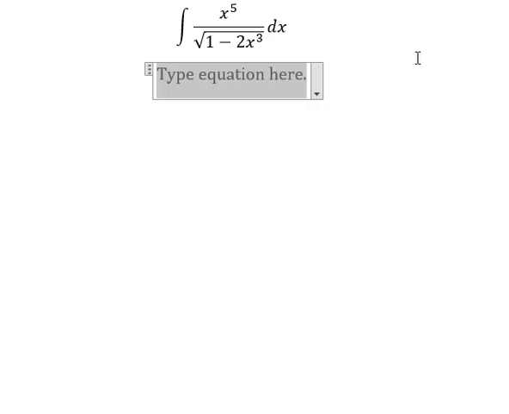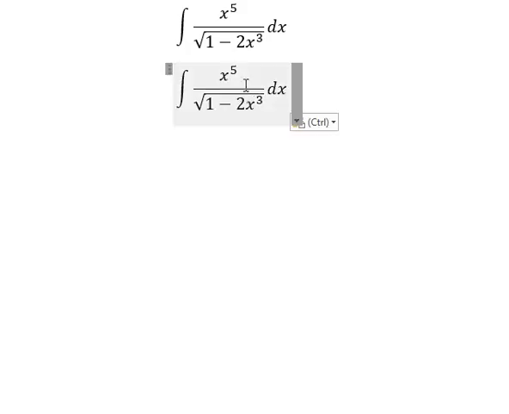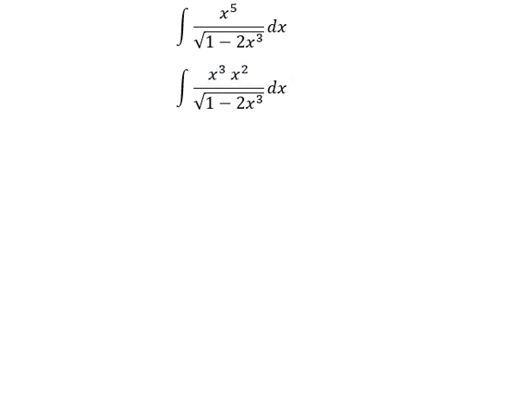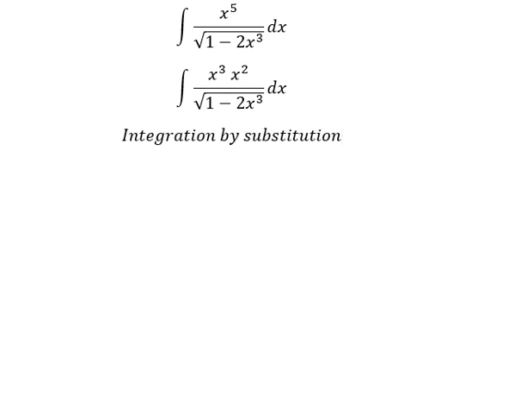We know that x to the power of 5 is about x to the power of 3 and x squared. So we can use integration by substitution. So I will put u equals to this one.